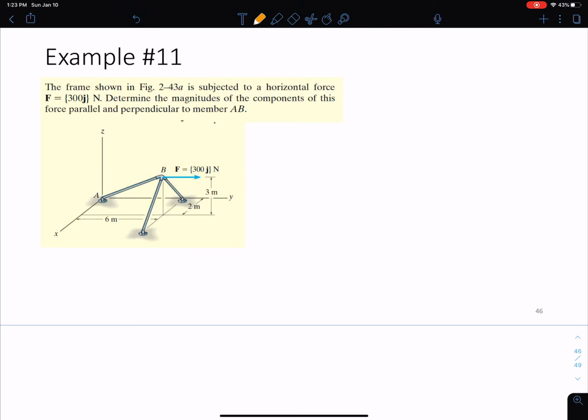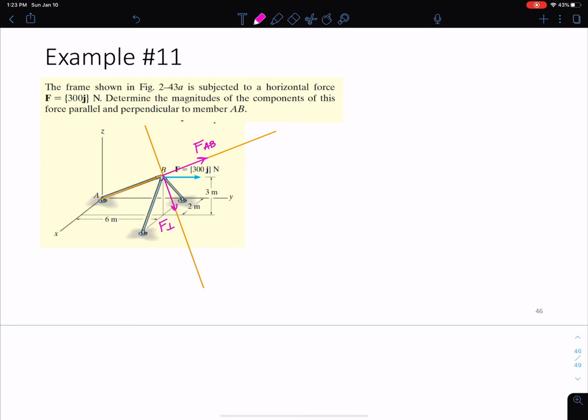I'm going to put, here's member AB, right? So the parallel or collinear force acting along that member, and I also want the perpendicular. So I'm just drawing a perpendicular and parallel axis right now. Okay, I'm going to call the projection, remember this is projection here, I'm just going to call this one FAB. This is that parallel or collinear force. And I'm going to call this one here the perpendicular one, because that's what it is.